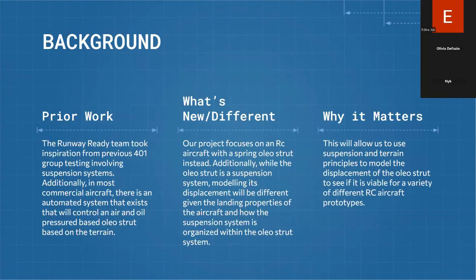Okay, so going over the project background a little, we looked at work from previous 401 group testing that involved suspension systems, because our group also worked with a suspension system. We know that currently in commercial aircraft there is an innovation of automated systems coming out, but the area is still underexplored. So we wanted to see how different terrains affect the Oleo strut displacement itself.